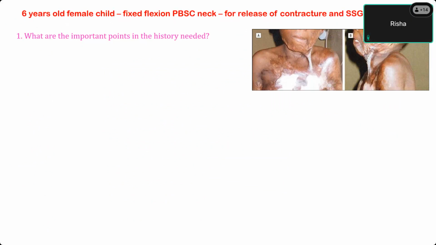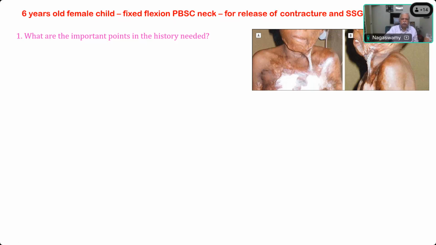We need to ask about the nature, time and duration of the burn, the cause of the burn, and we need to locate the location and the extension of the burns. Other than that, classify the burns.